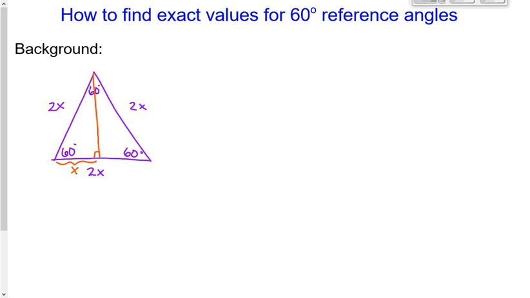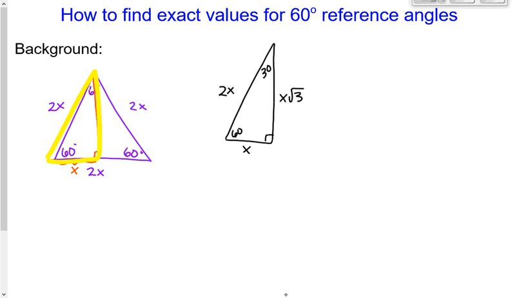Now if we just focus on one of the sides of this triangle, we have a right triangle with a 60-degree angle and a 30-degree angle, and the sides that we know so far have length x and 2x. So the short leg is half the hypotenuse. And if you use the Pythagorean theorem, you can figure out that the long leg is x square root 3. The short leg is always across from the 30-degree angle, and the long leg is always across from the 60-degree angle. So that's going to be the basis for what we do to find exact values for 60-degree reference angles.